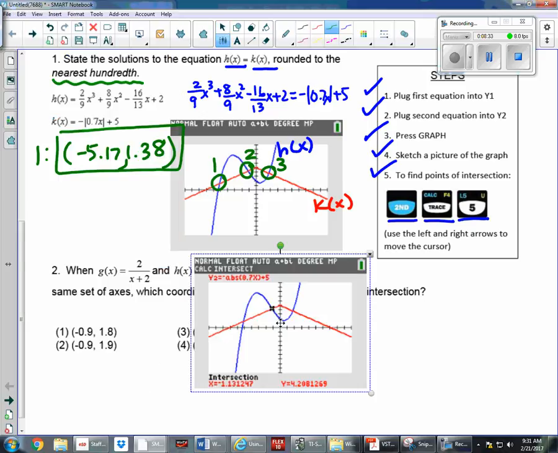Round to the nearest hundredth again. So the second point of intersection is negative 1.13, comma 4.21.